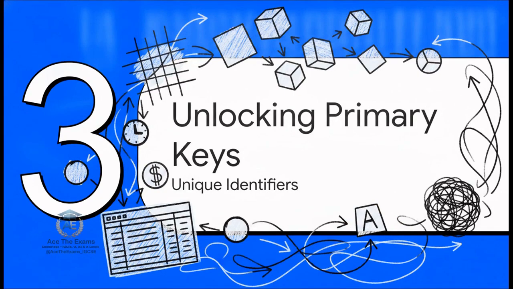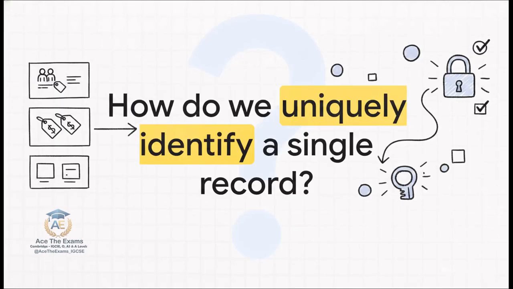Section 3. Unlocking primary keys. Okay, so we've got our grid, our data types are locked, but now we hit a major organizational roadblock. If each record contains data about a single person or item, how do we single out just one record without any mix-ups? What if two people have the exact same name, or two products cost the exact same amount? How does the database actually know which one we mean?